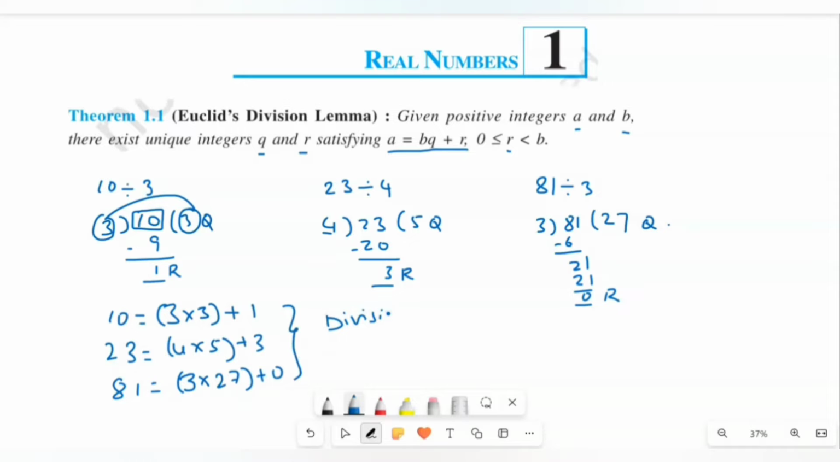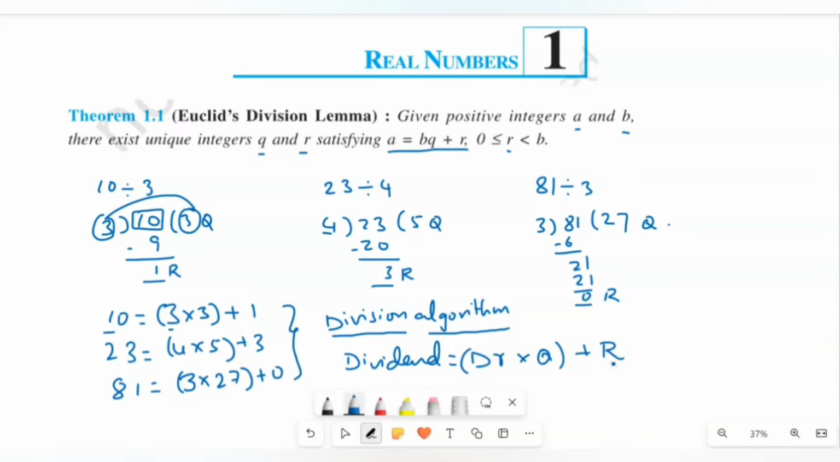What do you call this? Division algorithm. An algorithm is a series of steps useful for solving any type of problem. So here to divide we are using a series of steps. So dividend is equal to divisor multiplied by quotient plus remainder. So this is called the division algorithm.